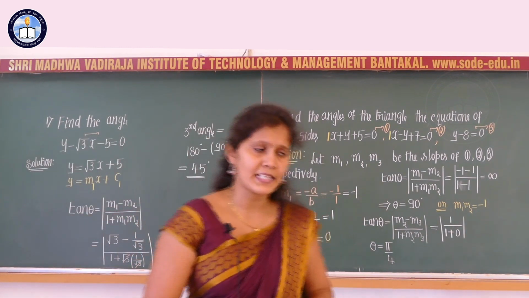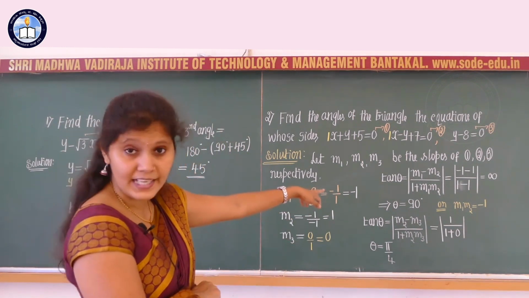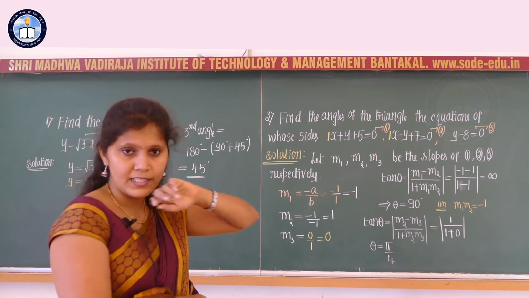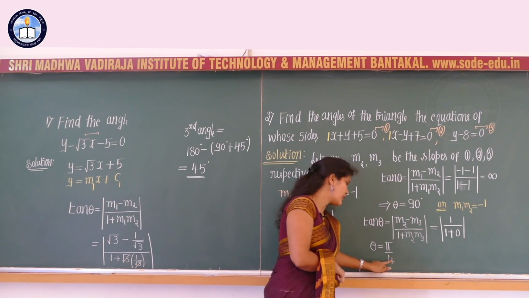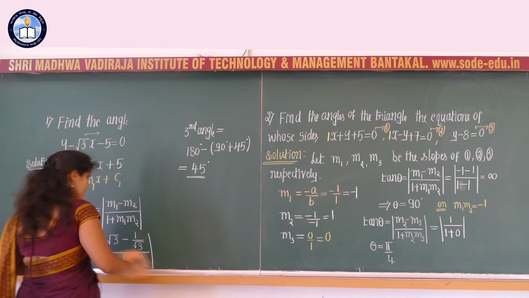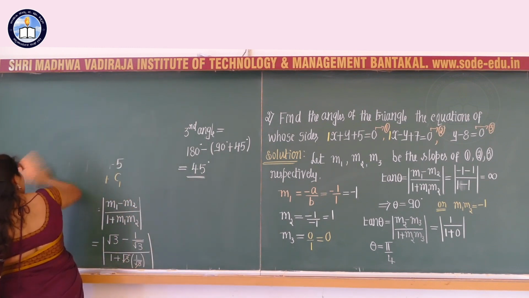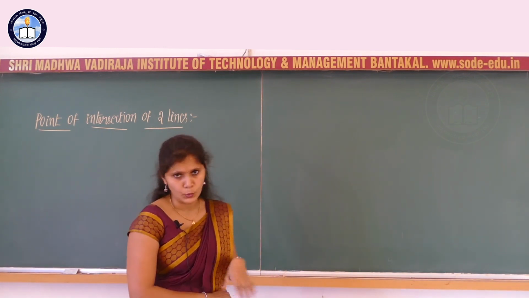So this represents the third angle of the given triangle. Therefore, the angles of the triangle are: the first angle is 90 degree, the second one is pi by 4, and the third one is pi by 4. The sum of these, 90 plus 45 plus 45, is equal to 180 degree. Clear? 180 degree.